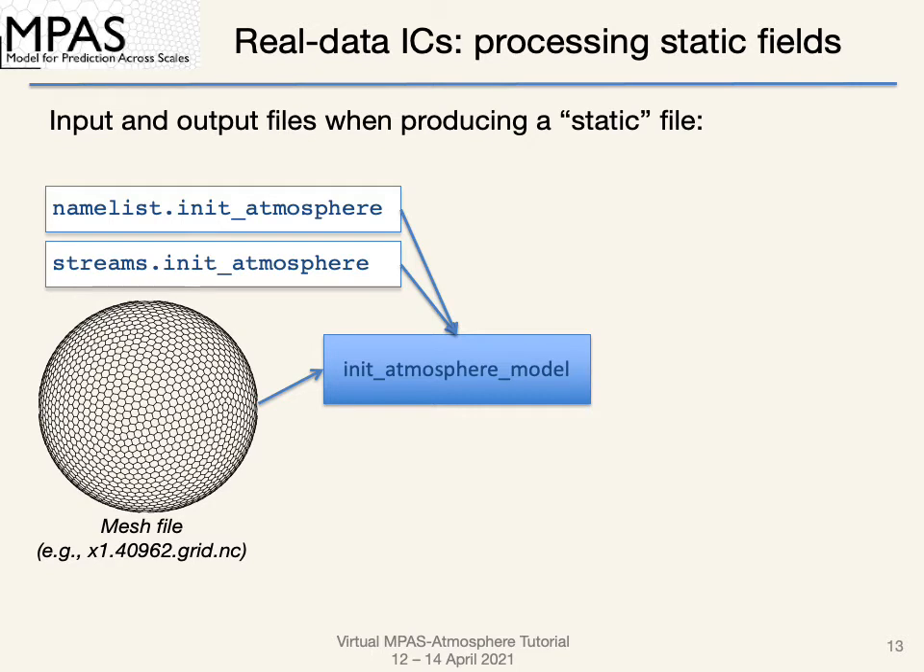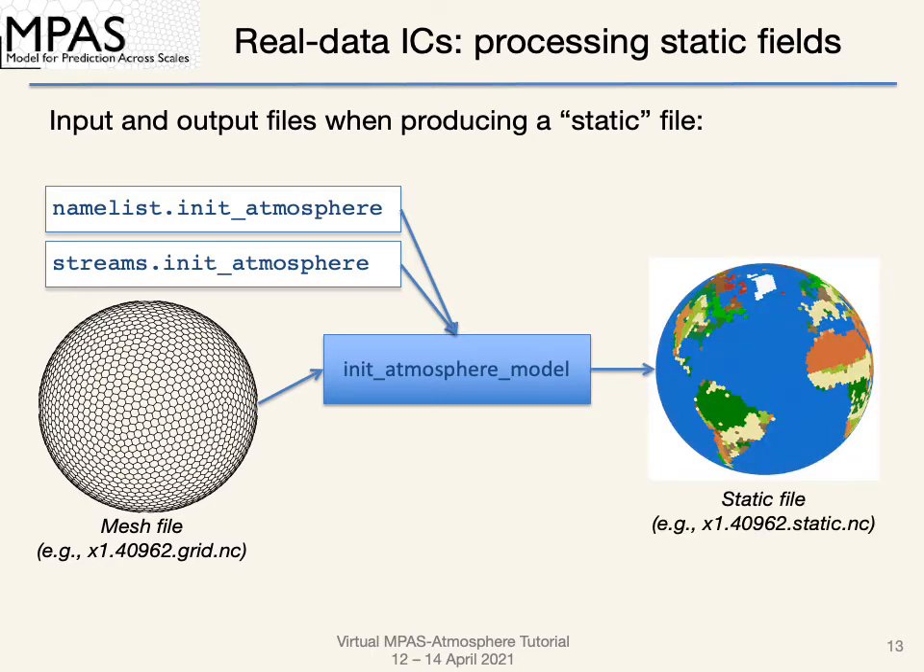And assuming all of your settings are correct, the result should be another netCDF file with a file name that you've specified in the streams file. So for example, if we were doing a simulation on the 40962 cell mesh, this quasi-uniform mesh is about 120 kilometer horizontal grid spacing, we might get an output file that's called x1.40962.static.nc. And inside of this netCDF file, we should find all of the static fields that we talked about a couple of slides back. So for example, here we're looking at a contour of what I believe is probably the vegetation category.